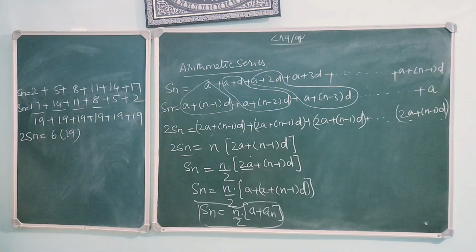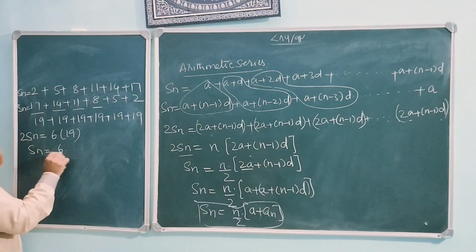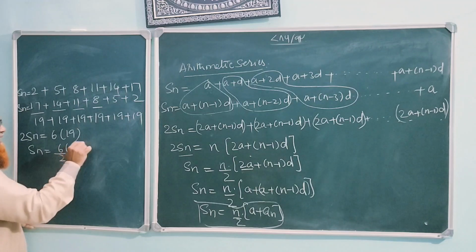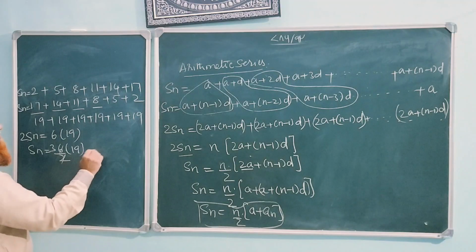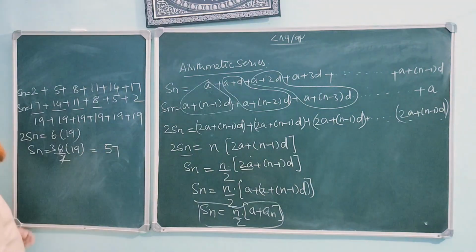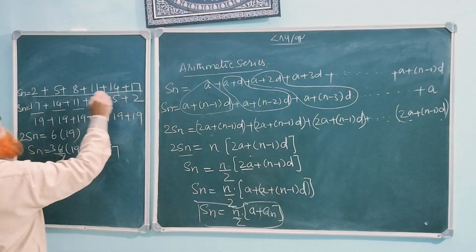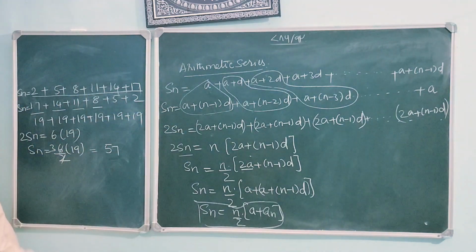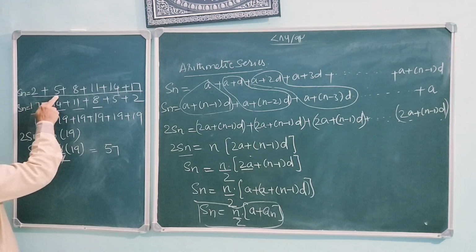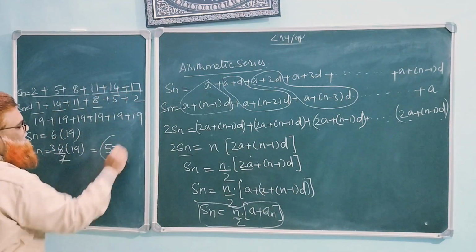6 into 19. I want only Sn. Sn is equal to 6 divided by 2 into 19. 3 ones are 3, 3 nines are 27, which is equal to 57. This is the way we add 2 plus 5 plus 8 plus 11 plus 14 plus 17. We get the sum equal to 57. 2 plus 5 is 7, plus 8 is 15, 26, 40, 57. This is the way.